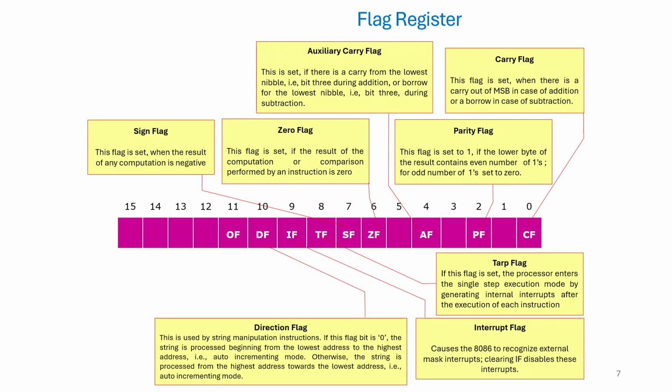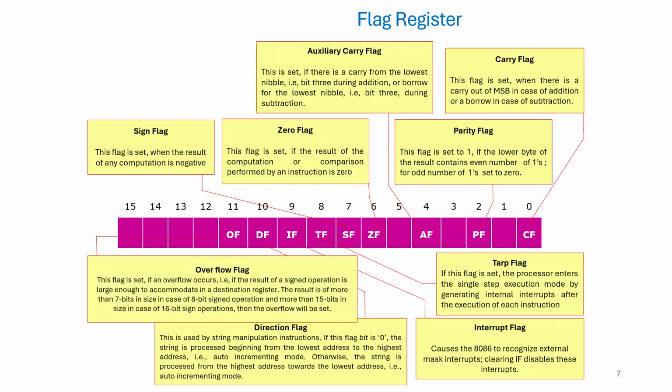The next one is the direction flag. This is used by string manipulation instructions for auto increment or auto decrement. If the flag is 0, the string will move from lower value to higher value. That is, it will be auto incremented. And if the direction flag is set to 1, the data will be moved from higher value to lower value.